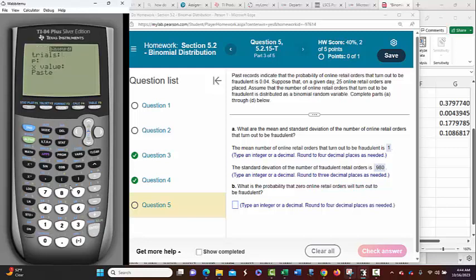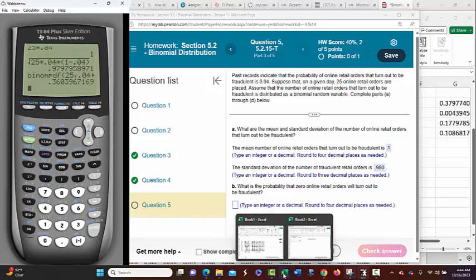Trials is 25. And X value is 0. 3604. And let's make sure in Excel.